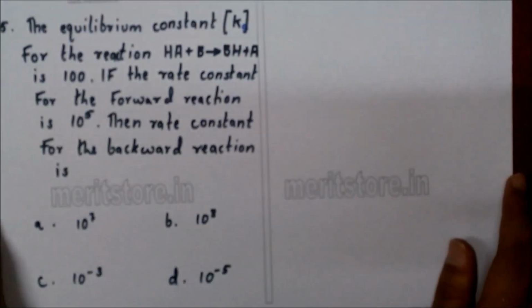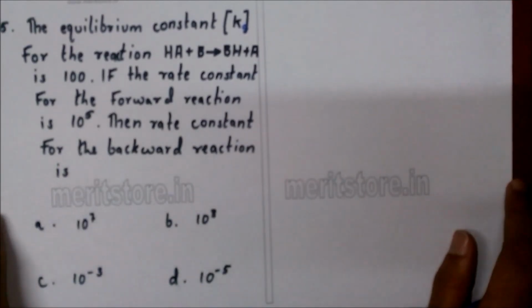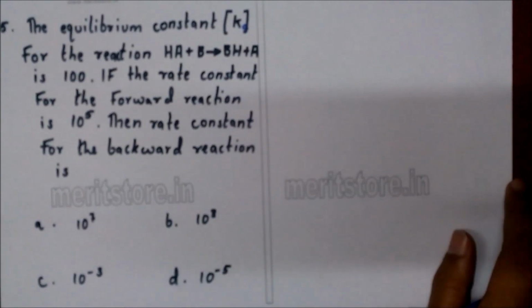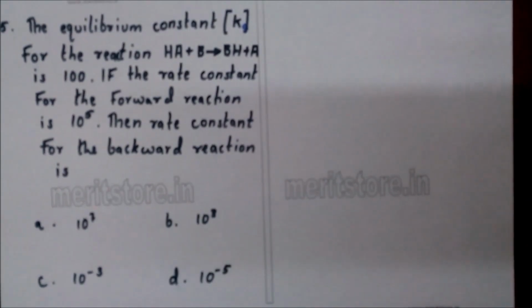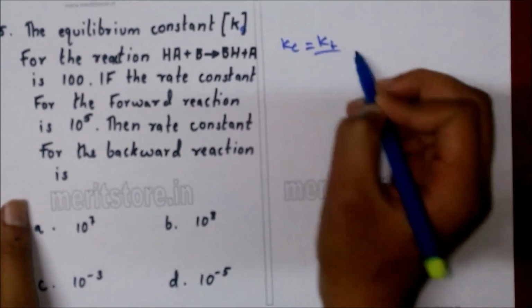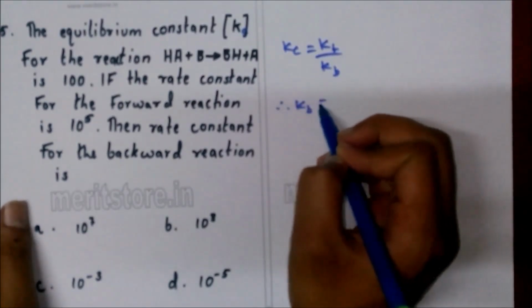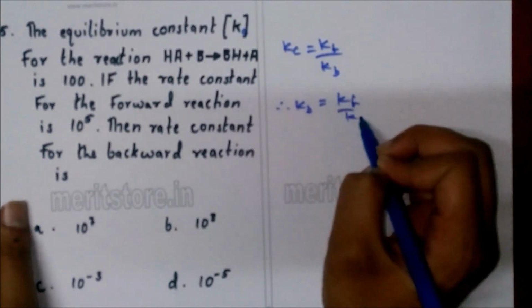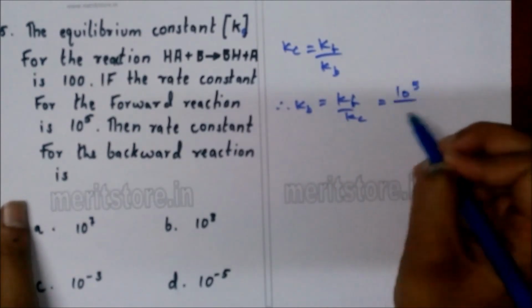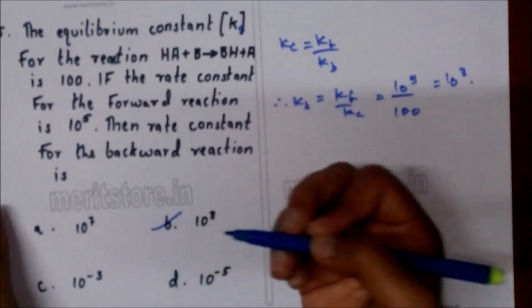The equilibrium constant Kc for the reaction HA plus B gives BH plus A is 100. If the rate constant for the forward reaction is 10 raised to 5, then the rate constant for backward reaction is. So we know that Kc is equal to Kf, that is forward reaction, upon Kb for backward reaction. Therefore Kb is equal to Kf upon Kc, which is equal to 10 raised to 5 upon 100 is equal to 10 raised to 3. So option B is the correct answer.